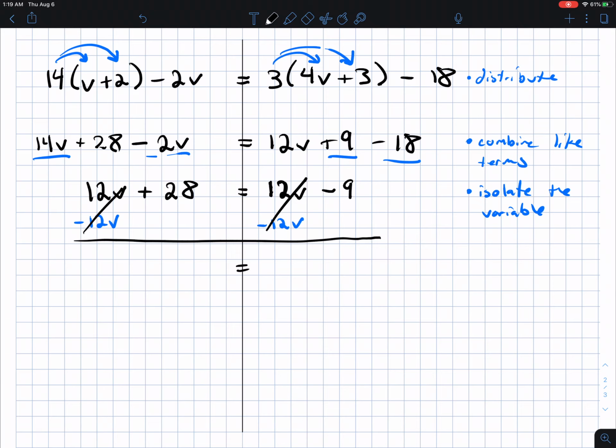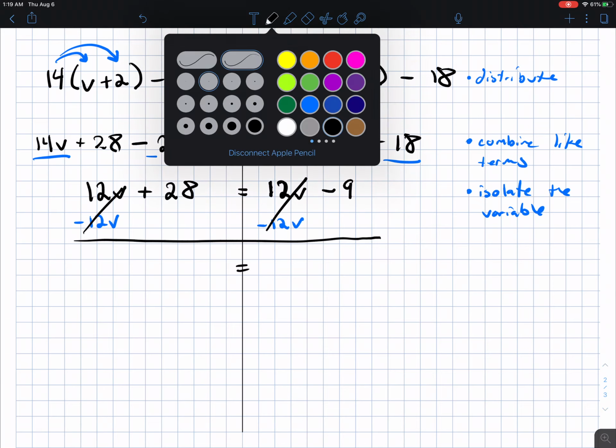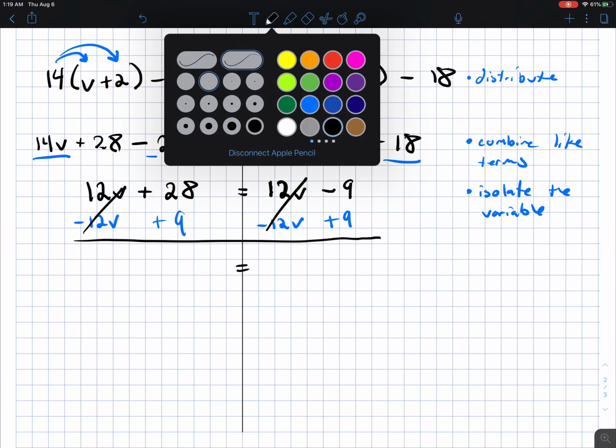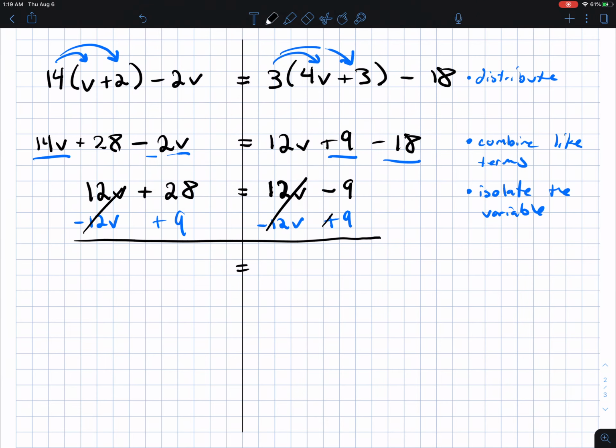And honestly, we can go ahead and add 9 to both sides. We don't really have to do this, but I'm just going to do it anyway. I'm also going to skip a quick step. So then we get 37 equals 0. Notice that this is a false statement. 37 is not equal to 0. This is false, all right?